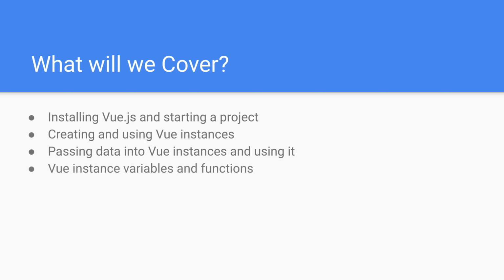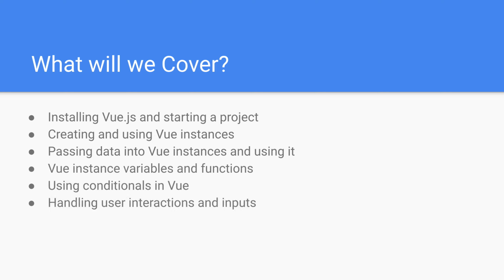We'll talk about Vue instance variables and functions, then move on to using conditionals such as if statements and loops in Vue. Then we'll talk about handling user interactions and inputs such as button presses or text inputs. Then finish up with Vue components and finally build together a final project. That final project will be just a very simple blog site, which is a perfect application for Vue.js just because it's so good at these real-time updates.